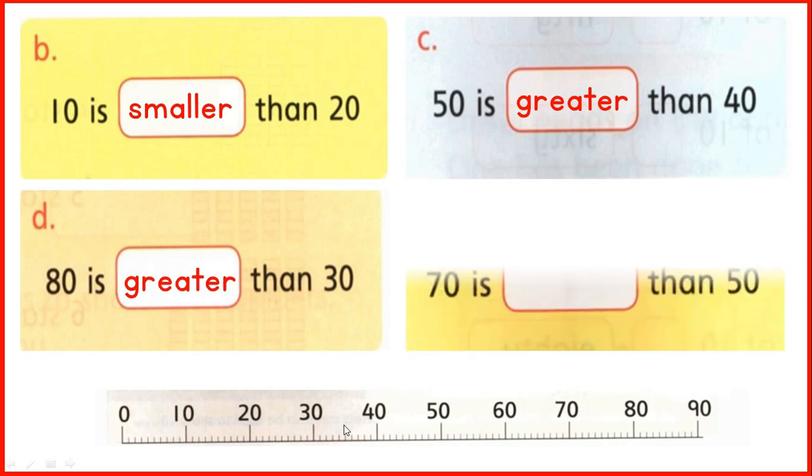Now E part, 70 is dash than 50. Now find out the 70. This is 70 and this is 50. It means which one is greater? 70 is greater, because 70 comes after 50. Okay, 70 is greater than 50. Right here greater.